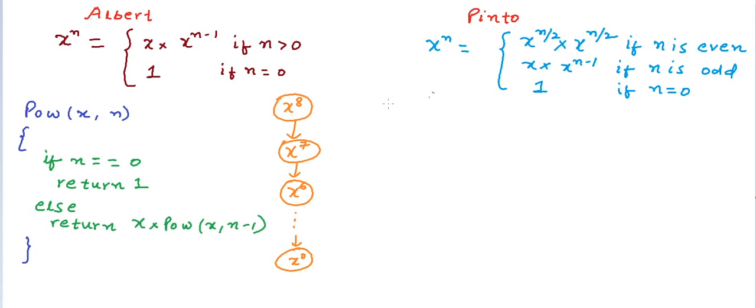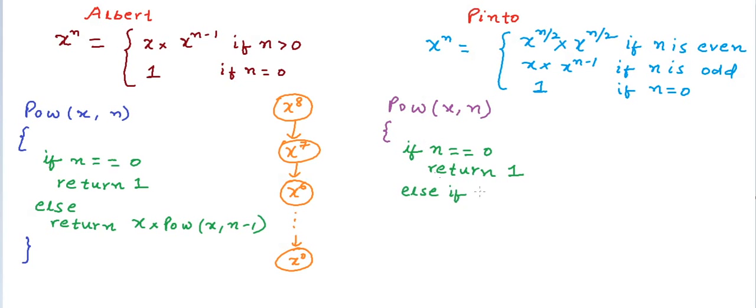looks like. So Pinto also writes a method power that takes two arguments x and n, and his program also goes like, if n is 0, then return 1, else if n is even, and we can also say if n modulo 2 is 0, then first calculate x to the power n by 2 and store it in a variable. So let's say we have a variable y in which we store x to the power n by 2 by making a recursive call to calculate x to the power n by 2. So this is a recursive call, and we return y into y.